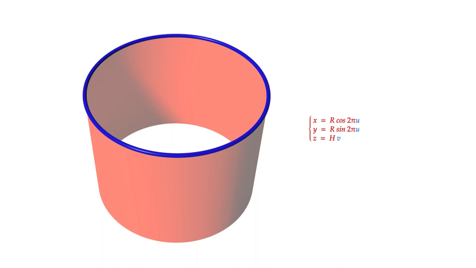Note that the u parameter is responsible for the base shape, while the v parameter is in charge of moving this shape through space. Both parameters vary in the range from 0 to 1. We are going to be using this convention throughout the tutorial.